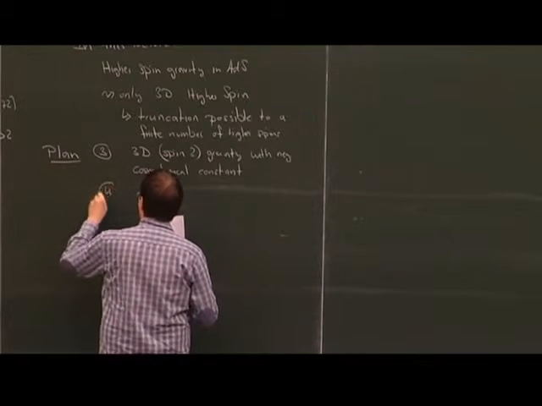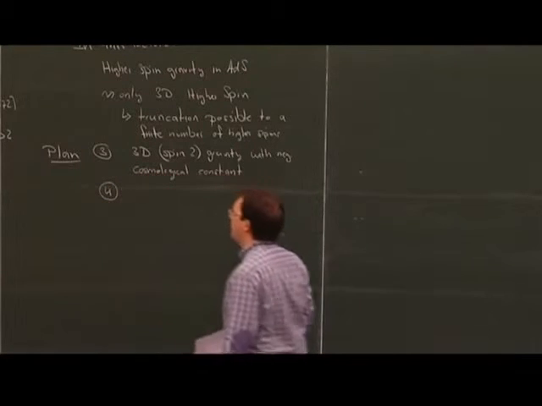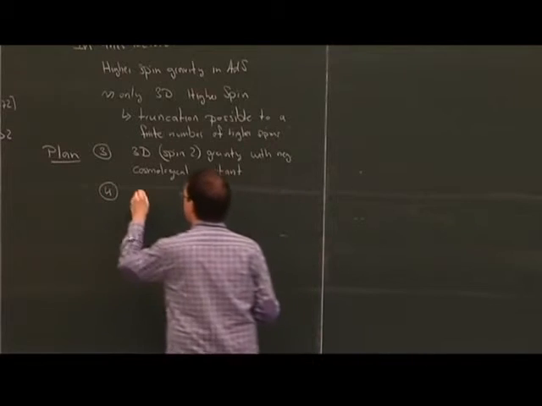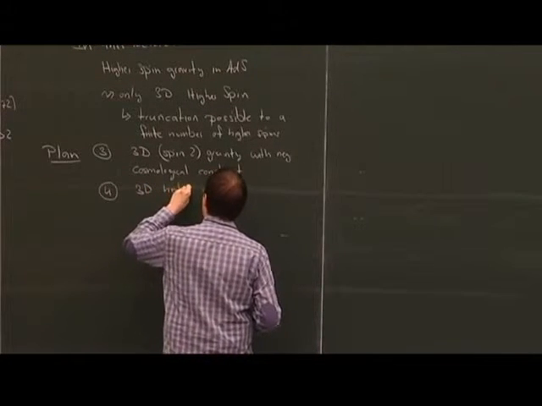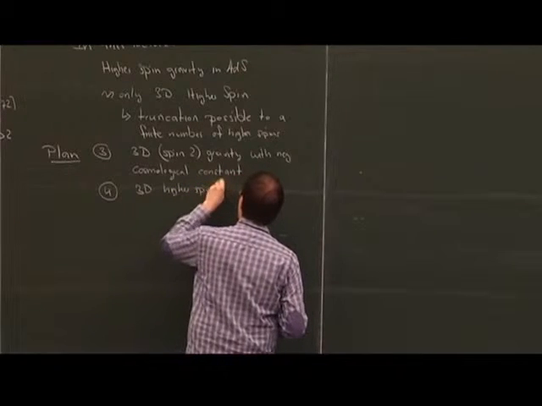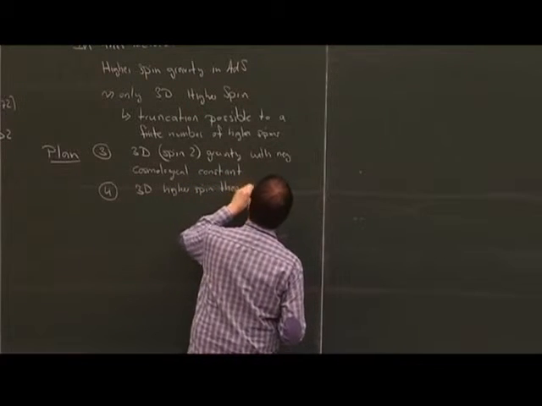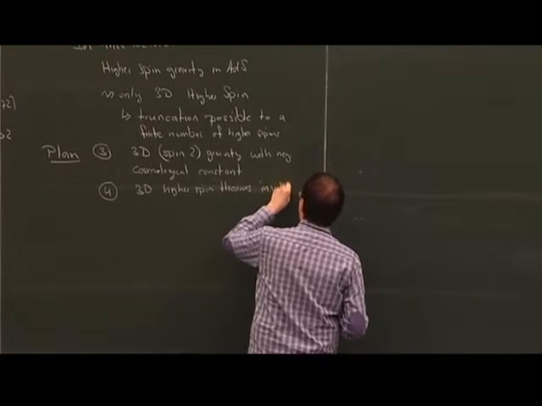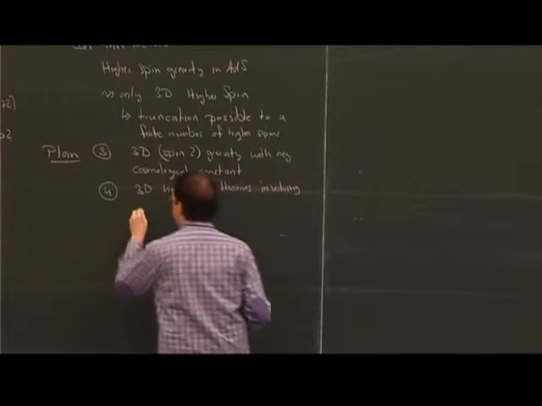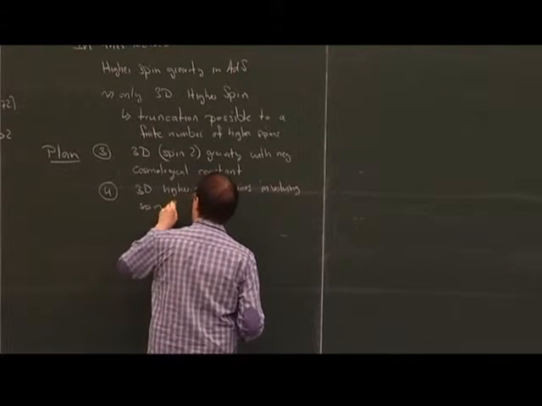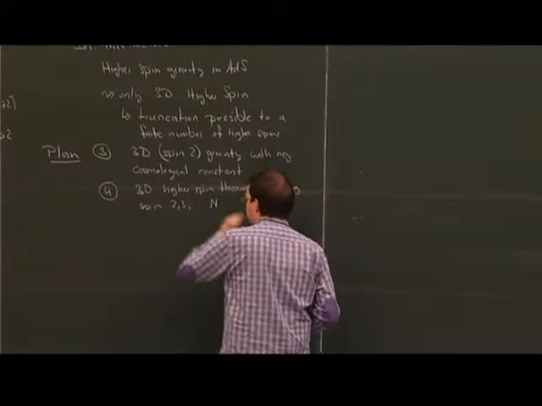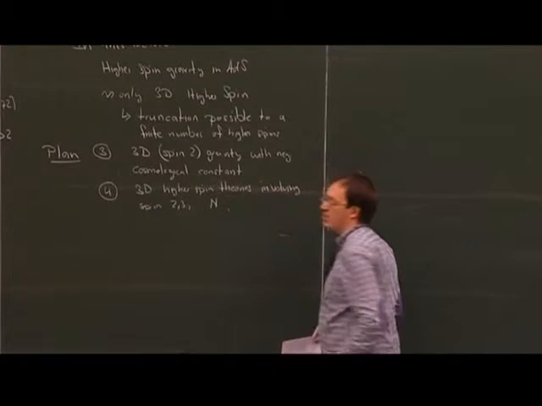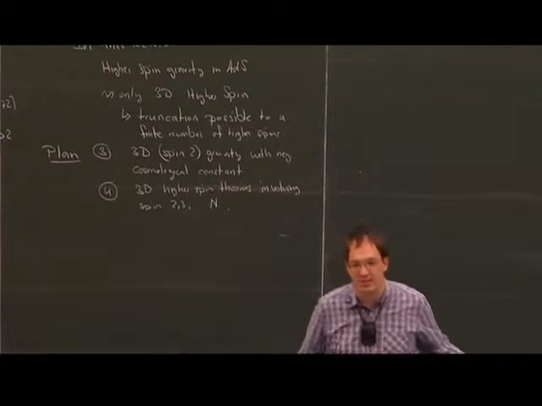And that's basically what I will do in chapter 4. So 3D higher spin theories involving, in the simplest case, spin 2 and 3, or in the next to simplest case, spin 2 to 3 up to spin n, where n is some finite number.